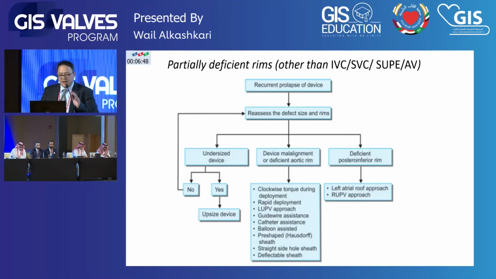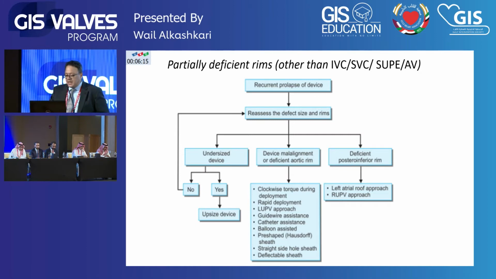Okay, how do we deal with the partially deficient rim? All the rims have to be there, IVC, SVC, superior, AV, except the aortic rim and the posterior inferior. There are different techniques to deal with that. Either you do clockwise rotation for the device, because you will be afraid that when you deploy it in a regular way, it will be flipped from the aortic rim because it's deficient. So you have to do different maneuvers to avoid the disc going to the right atrium.